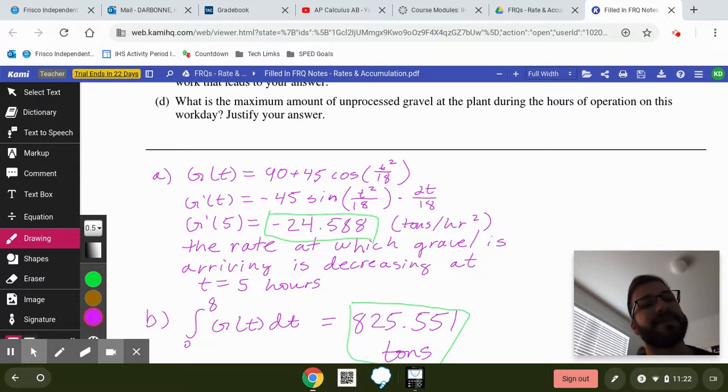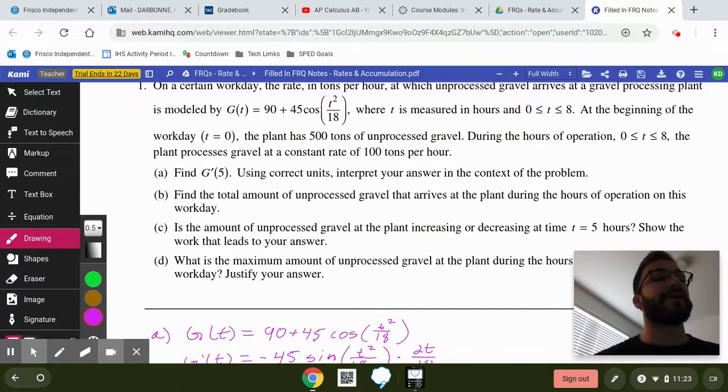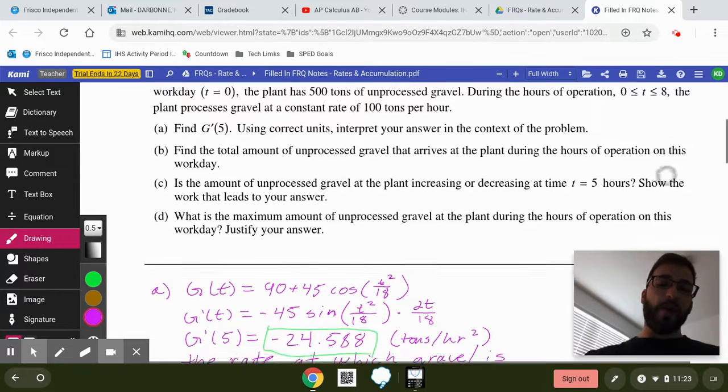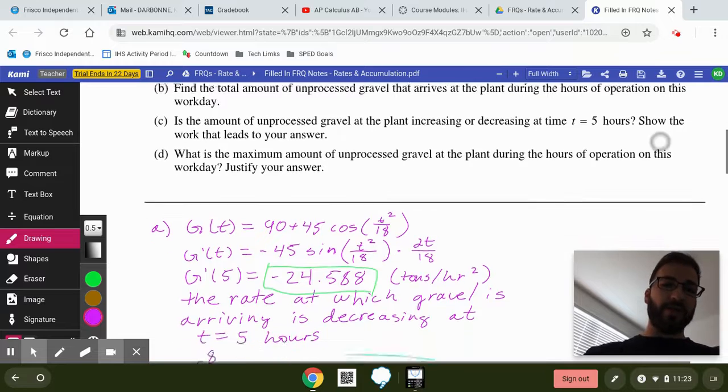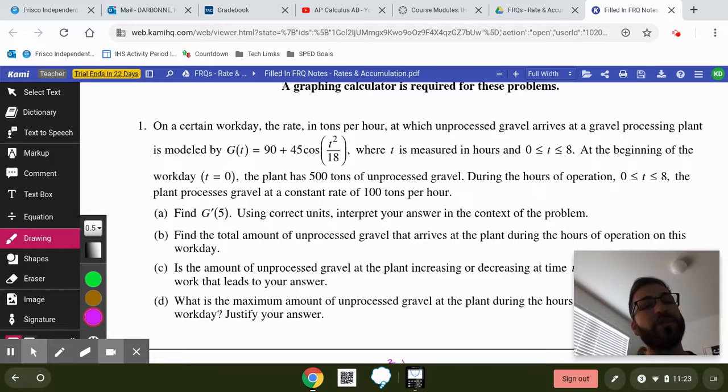Anytime we talk about maxima, if I want to know the maximum of an amount, I get maxes and mins from my first derivative. Now, I already have the first derivative. G of t, remember, represents that rate. So G of t is that first derivative. But I need to know the total amount. So unfortunately, to know the total, I have to also include how much was already there. So this is that accumulation piece. We're accumulating a certain amount of gravel over time.